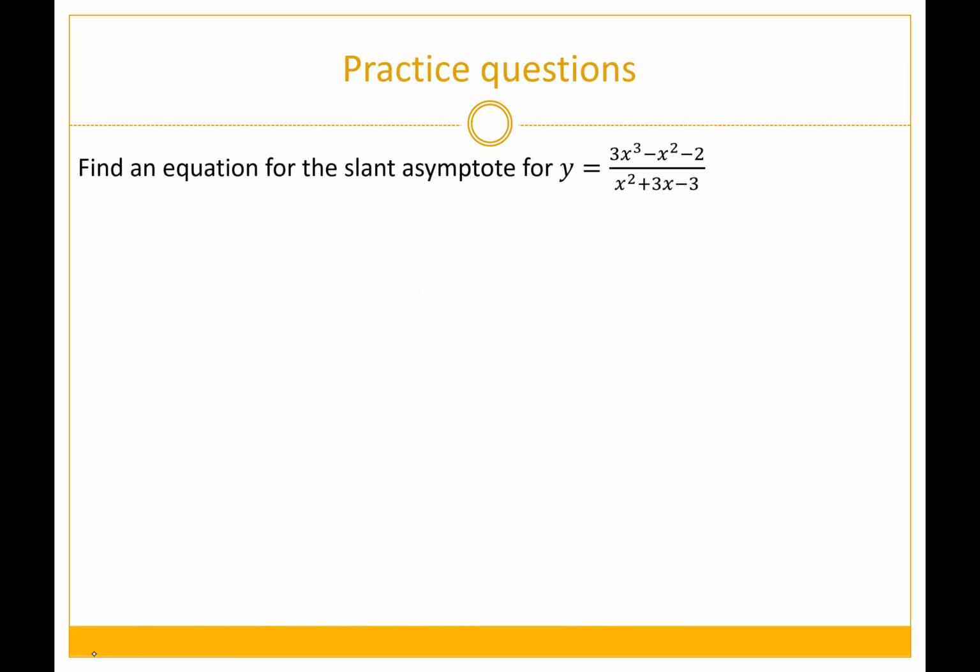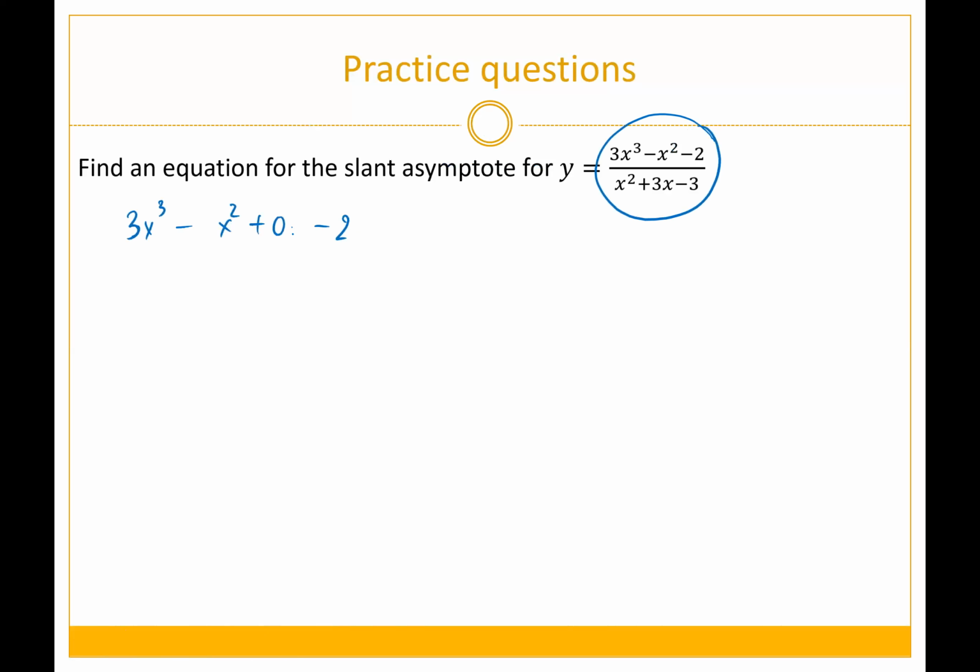Next one, find an equation for the slant asymptote. This is where you come to section 3.5. When you look at the rational function, the highest power in the numerator is one power greater than the denominator. This exercise is also meant to make you review long division. Because the numerator has a higher highest power than the denominator, we're going to use long division. So we have 3x cubed minus x squared plus 0x minus 2.